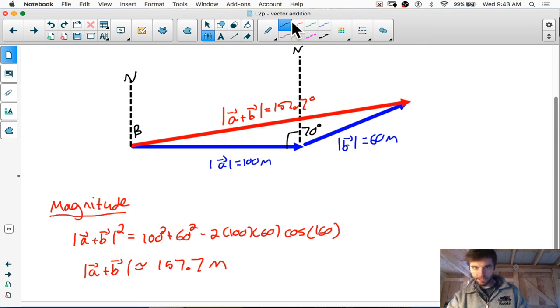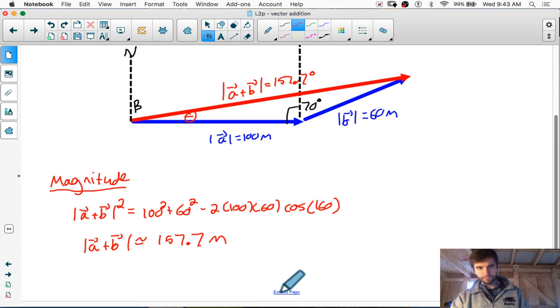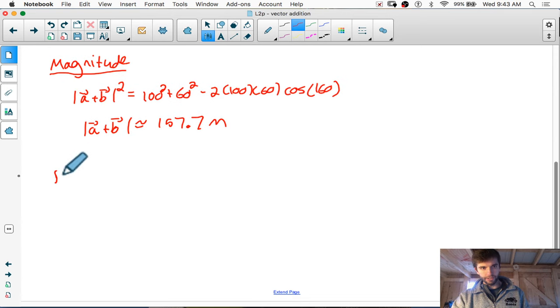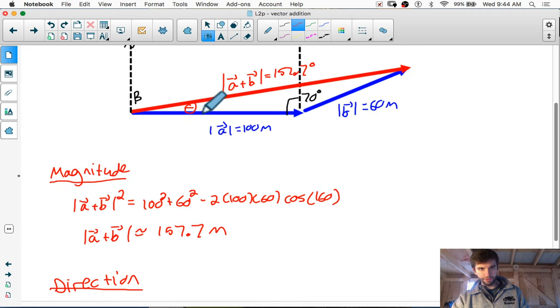I'm calling that beta because first, before I can figure out beta, I'd have to figure out this angle in here, angle theta, because I know that these two angles would be complementary. They would add to 90. So I'll start by finding angle theta using cosine law. So direction. And this is the last thing we're going to do. So direction. We want to find angle theta. So that's this angle here.